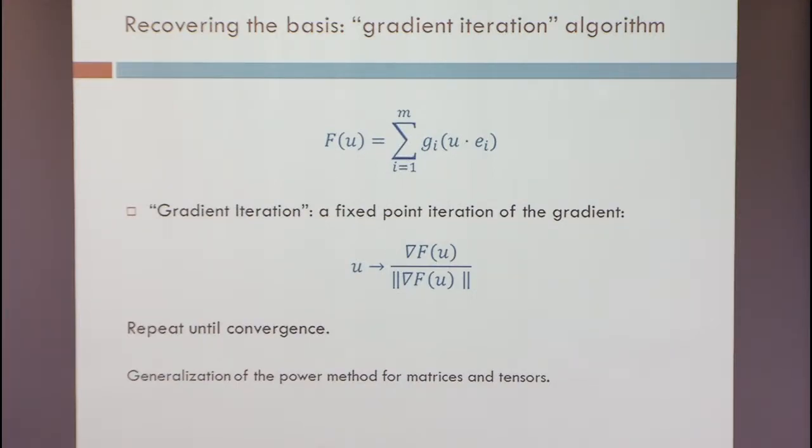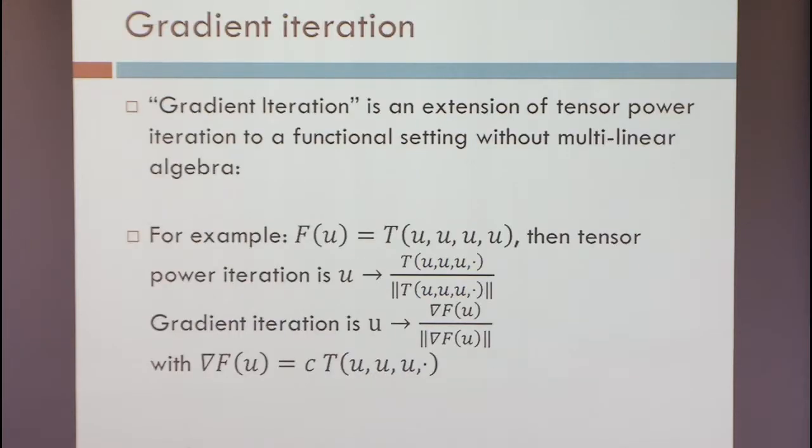You may think this is a little bit strange, but actually, if you think about ordinary matrix power iteration, and if you go back to this example when f of u is just equal to the inner product u, Au, this becomes Au divided by the norm of Au. And that's the standard matrix power iteration. So this is a generalization of the classical matrix power iteration. And in fact, you can show that this is also a generalization of the tensor iteration which has been used recently. So that's the algorithm.